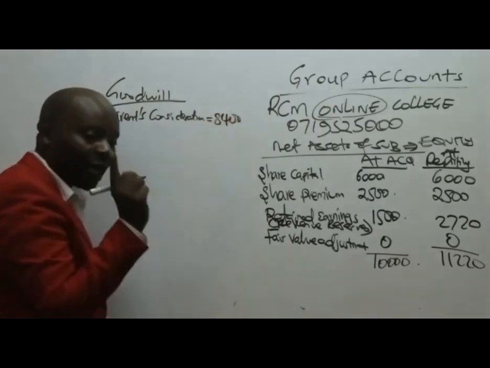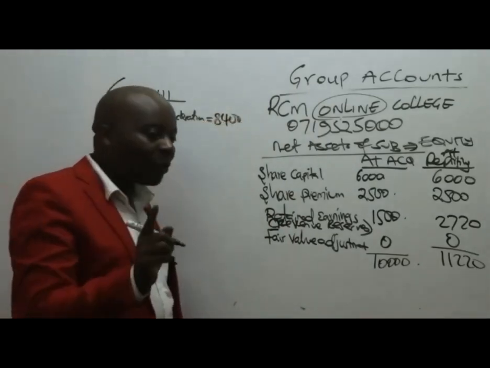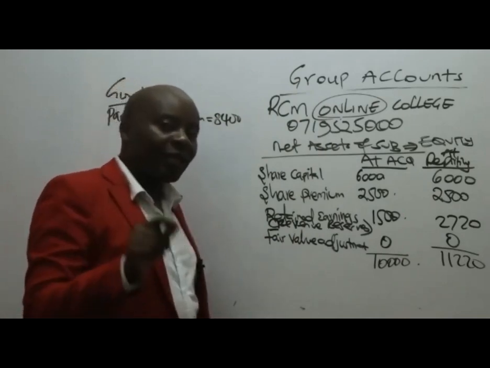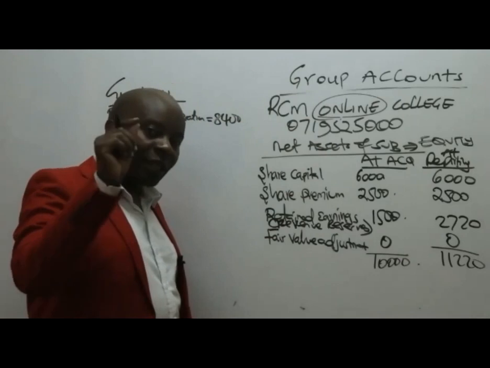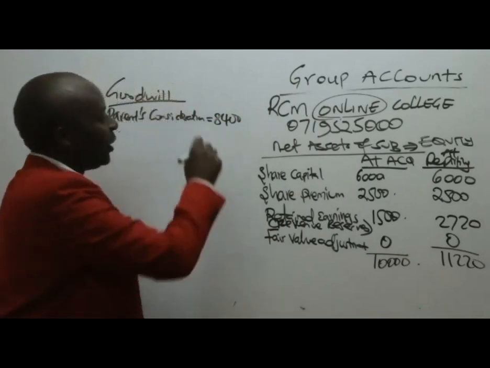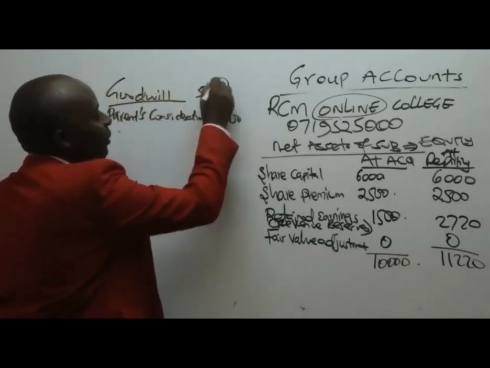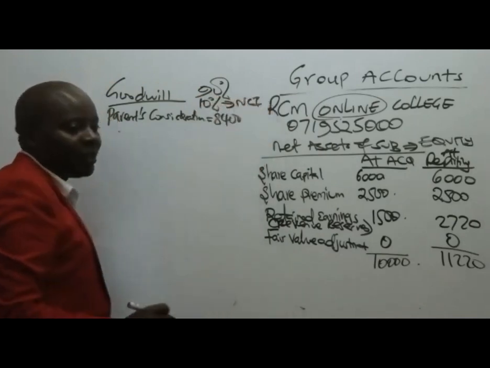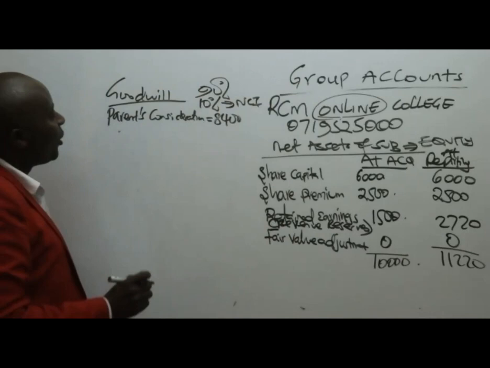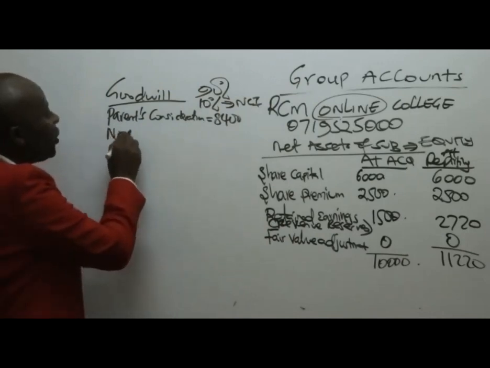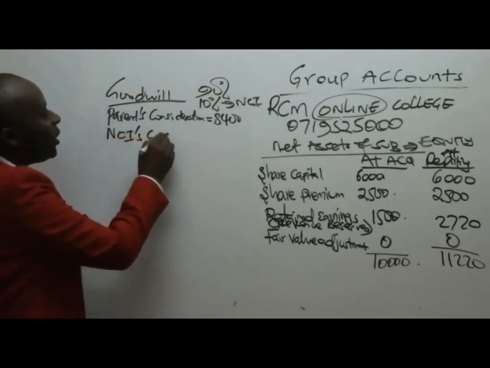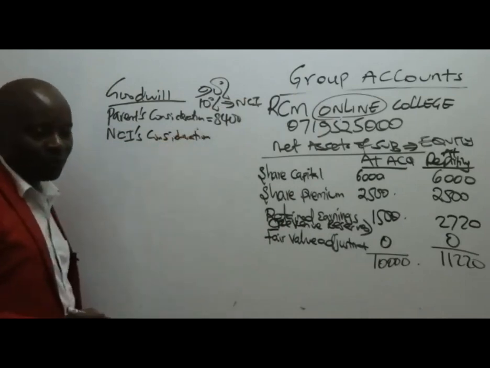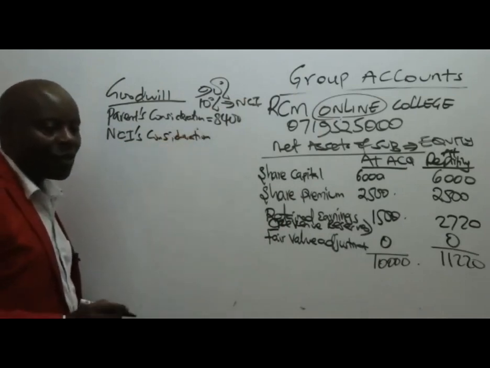Remember, they never bought 100%. They only bought 90%, meaning that there is another investor who bought this balancing figure. So in this case, the parent company bought 90%, and then 10% was bought by NCI. So come and give us the NCI's consideration.